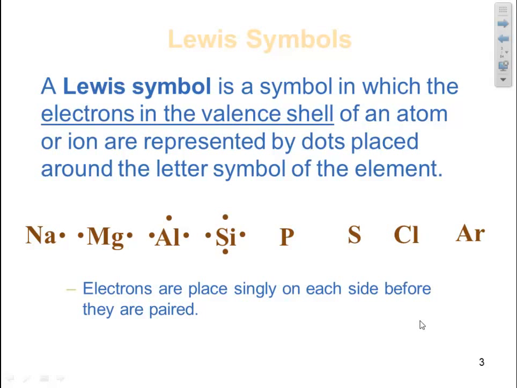Phosphorus has 5 valence electrons, so now we have to start pairing. So we have 4 singles, and then we will pair one of them. Sulfur has 6, so we do 4 singles, and then we pair 2 of them. Chlorine has 7, so we'll do 4 singles, and then we pair 3. Argon has 8 valence electrons, so we will put 4 singles and then pair all 4.